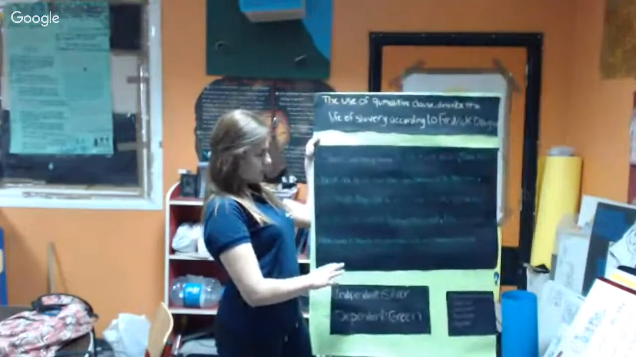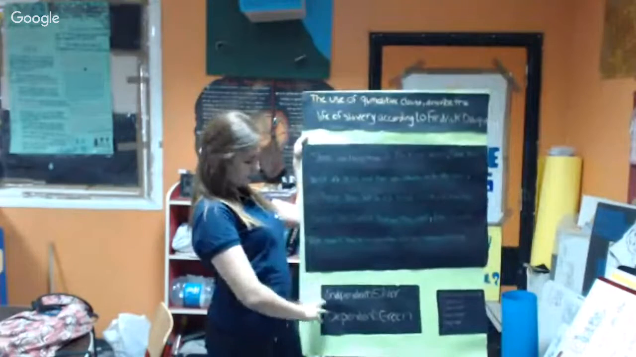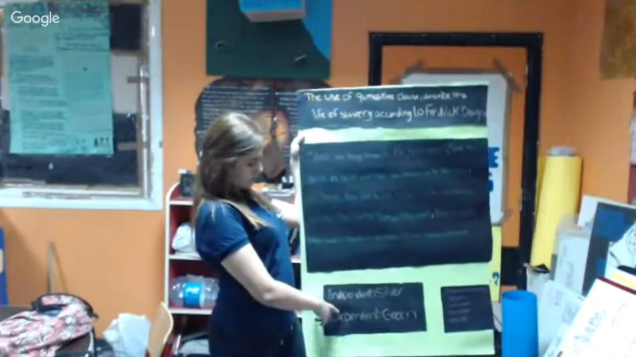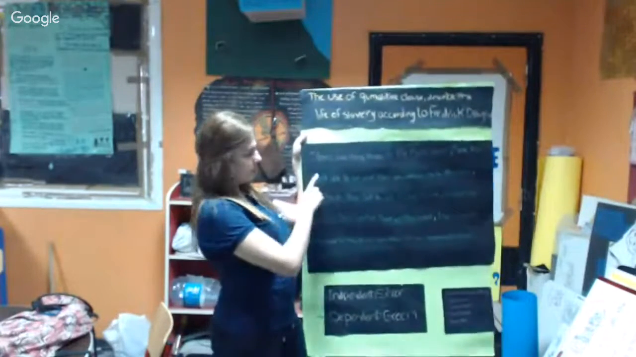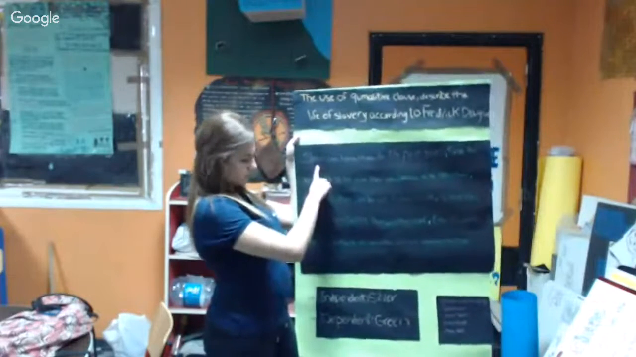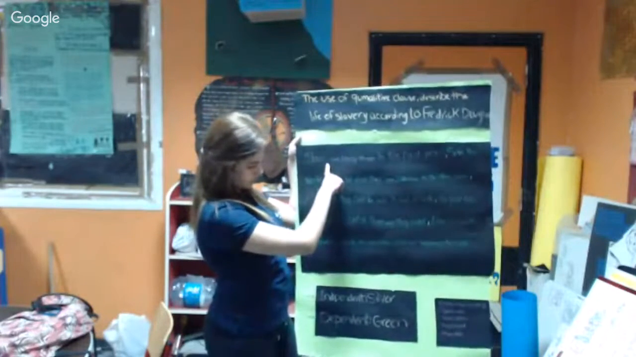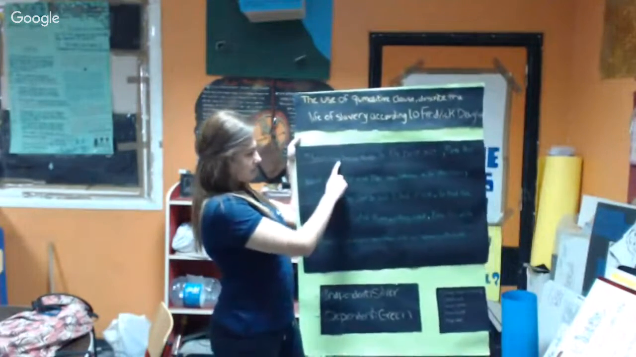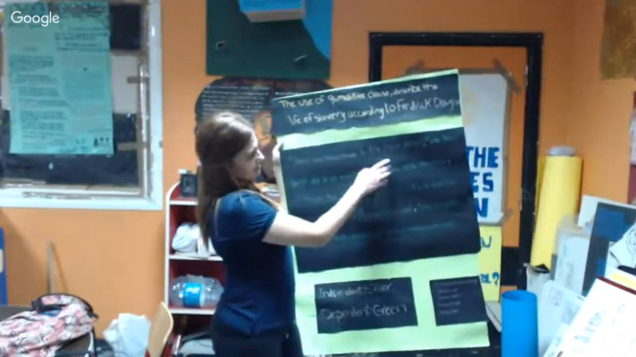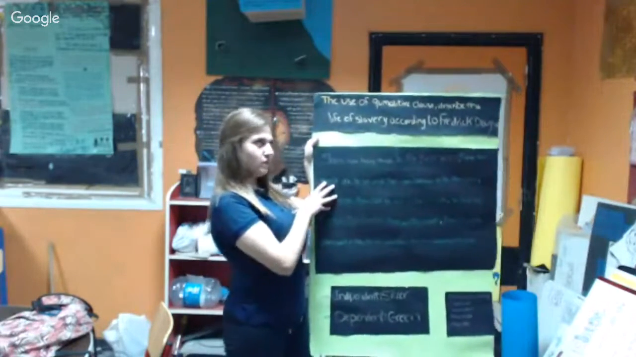Now, in this independent and dependent clause, we use both. I'm going now to read the first clause, the independent one. Slaves were having struggled in the past years. This is the independent one.